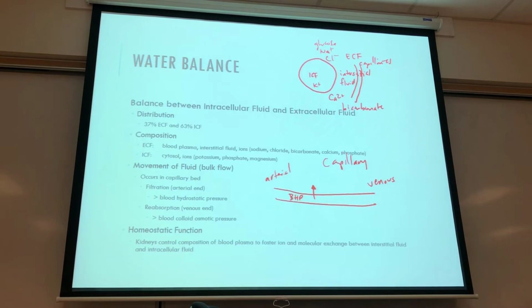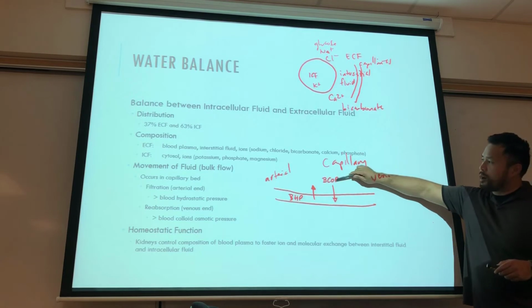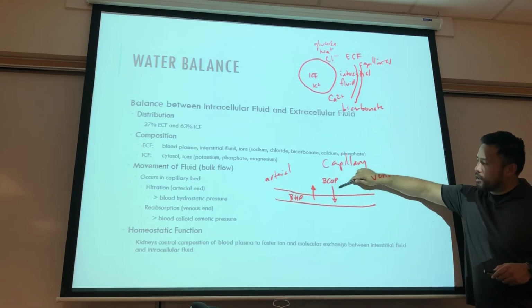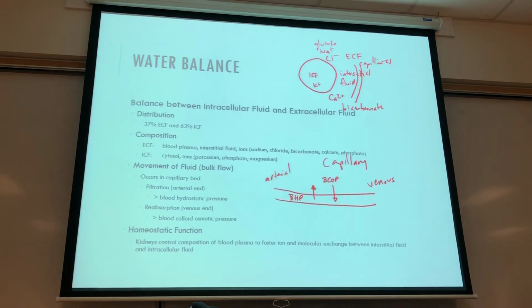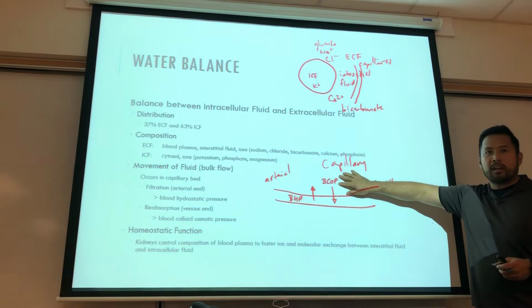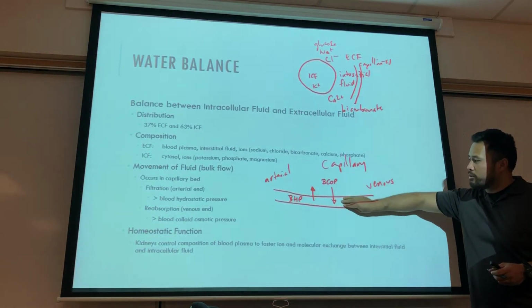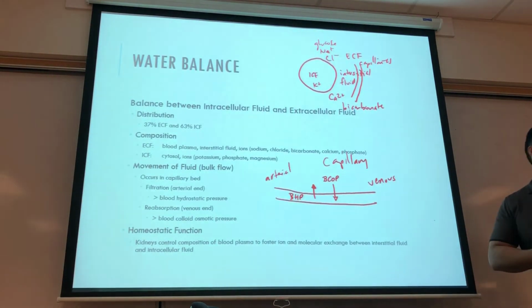Now the other pressure that was involved was blood colloid osmotic pressure. And blood colloid osmotic pressure was the tendency of water wanting to move from low concentration over to a high concentration. So technically what's happening with blood colloid osmotic pressure is the presence of proteins and red blood cells that want to draw water from a hypotonic solution over to a hypertonic solution.